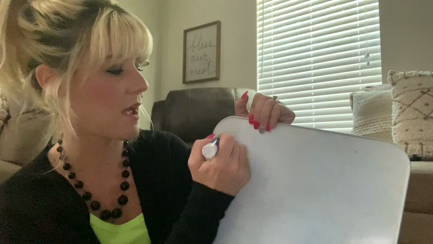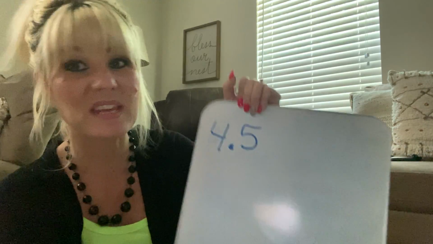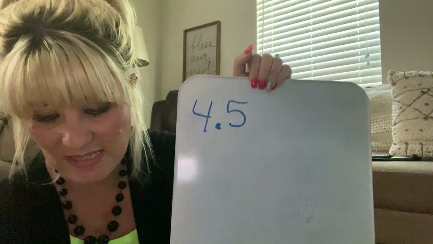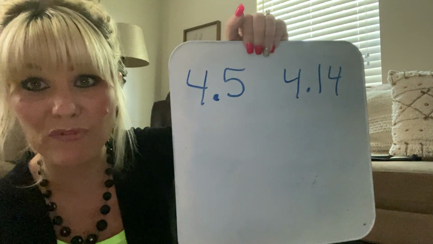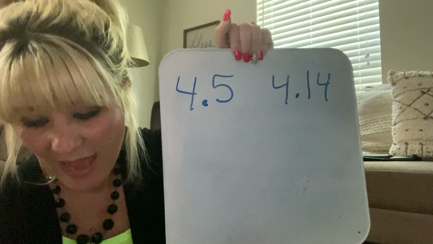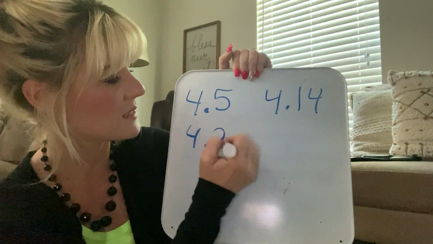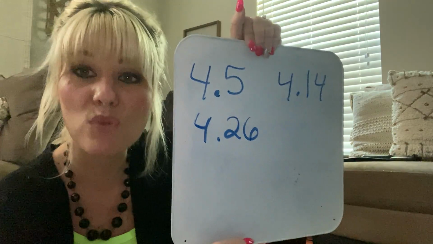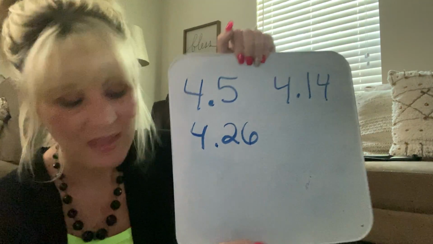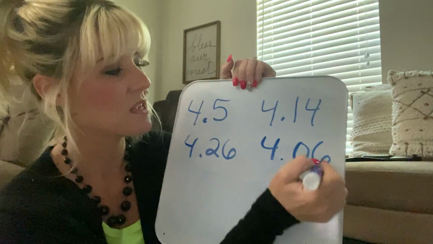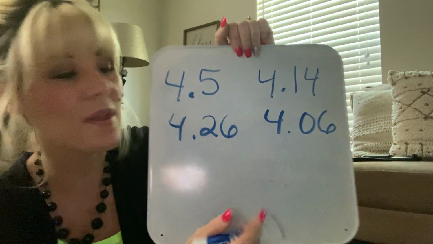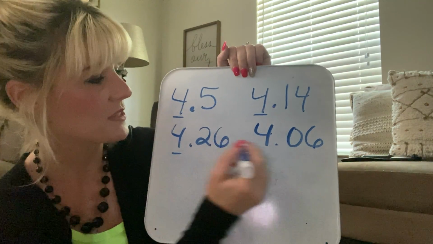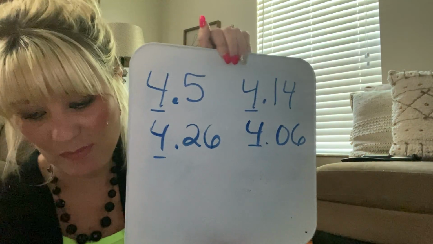So if I were you, I would just write out the numbers that we have here. We have 4.5, which stands for the same thing as 4 and 5/10. We have 4.14, which stands for the same thing as 4 and 14 hundredths. And then we have 4.26, which stands for the same thing as 4 and 26 out of 100. And then we have 4.06, which is the same thing as 4 and 6/10. So if we look at all the whole numbers, they all have 4. They're all the same. So that doesn't help us much, right?